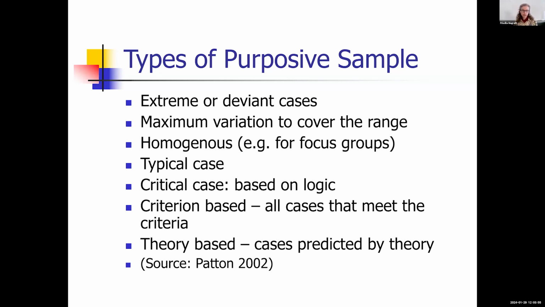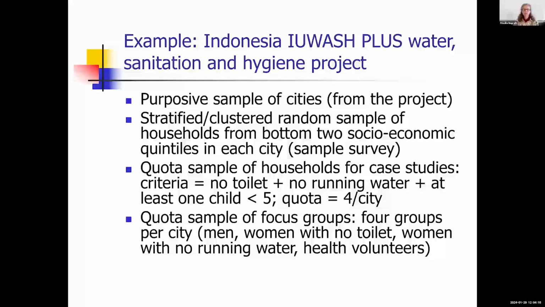So then we have criterion based. You may be interested in all cases that meet the particular criteria. Every hospital that was taken over by the private sector. Or theory based, meaning that the cases are predicted by the theory. So that depends on the theory.